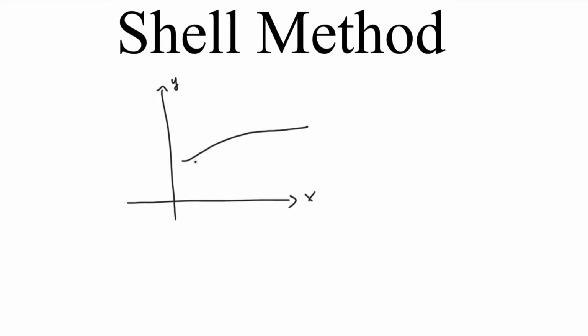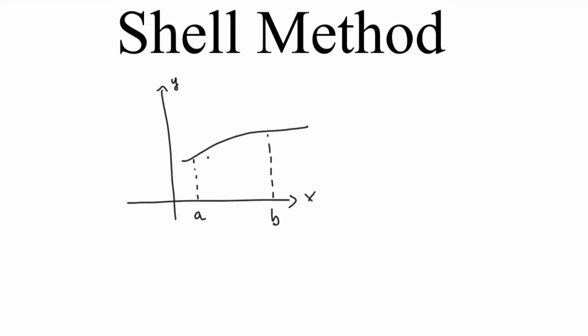In this video, I will talk about the shell method in calculus, how to calculate the volume of the solid generated by the region around the y-axis. Okay, so for example, we have a function that looks like this. This is the y-axis and this is the x-axis, from a to b. So this is the region, right?